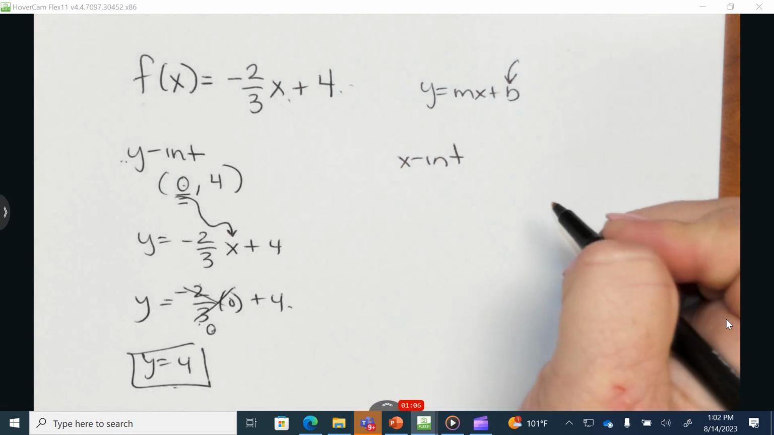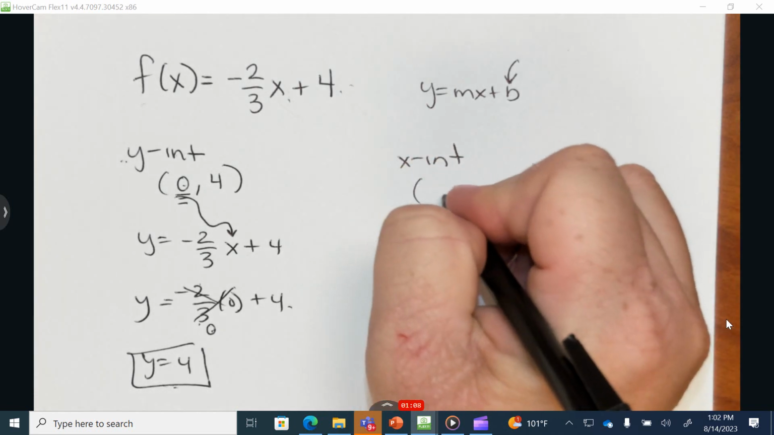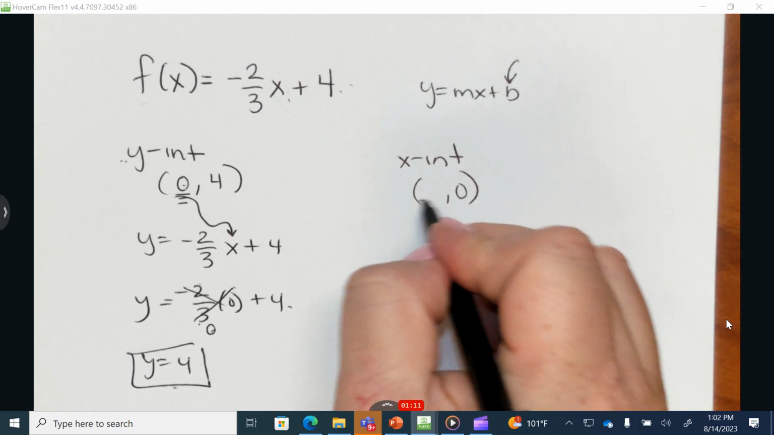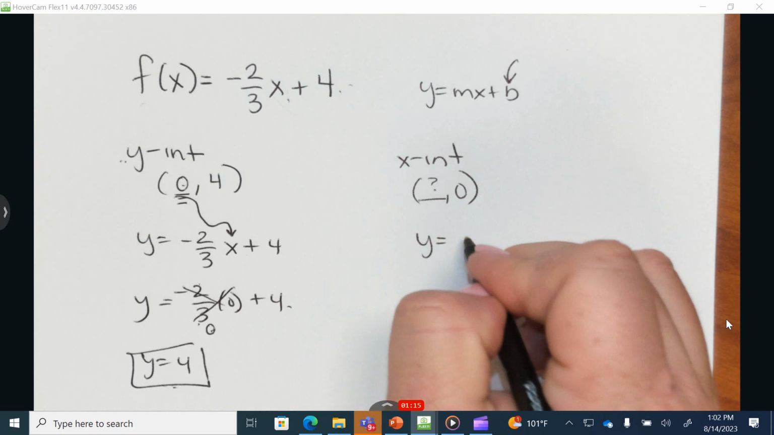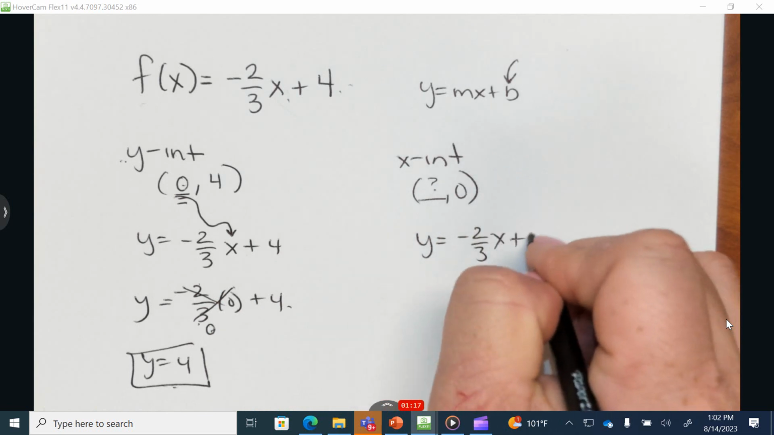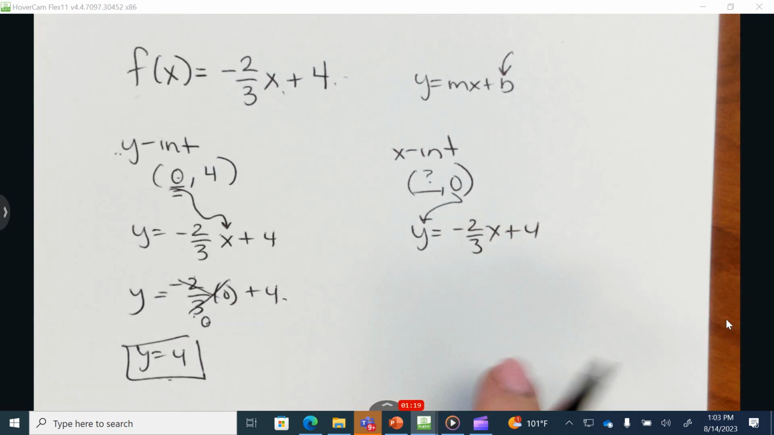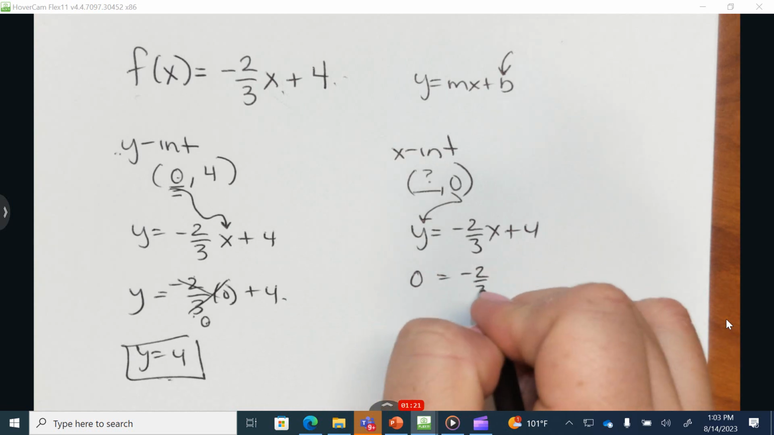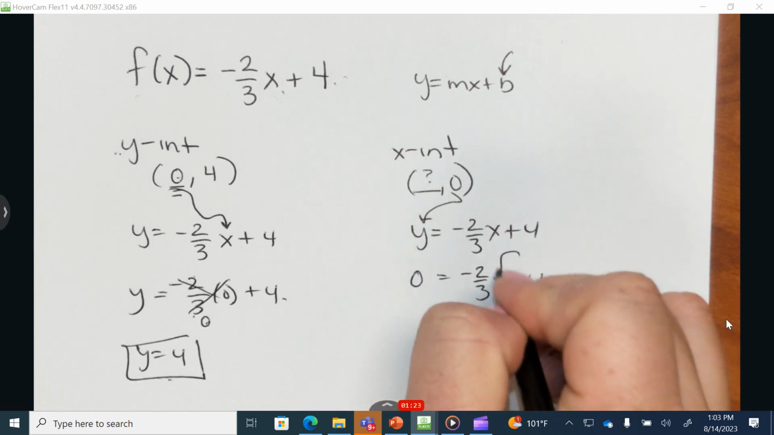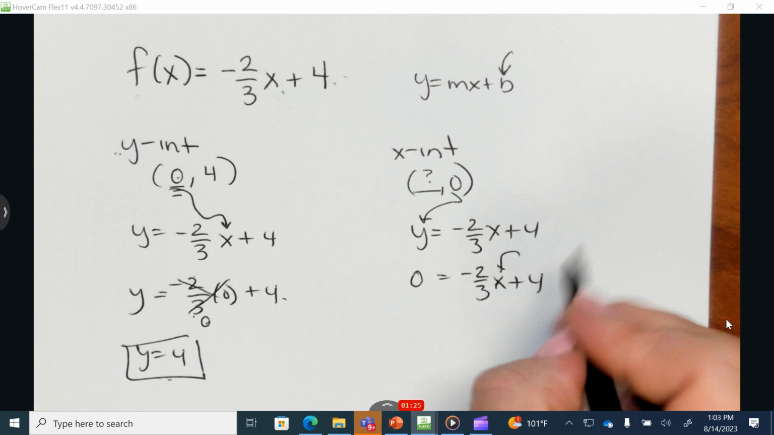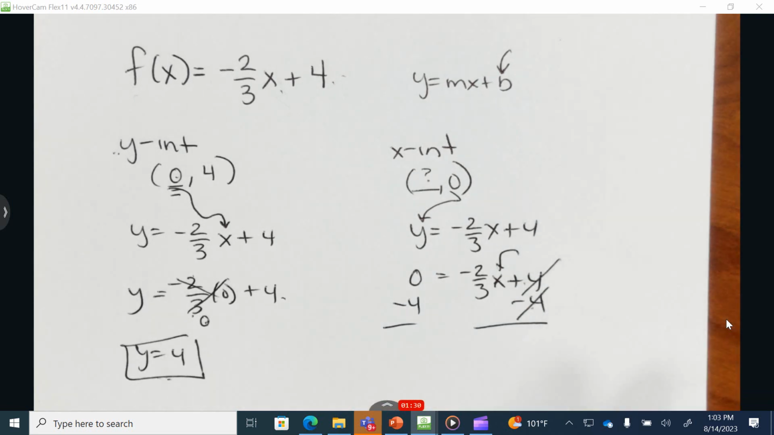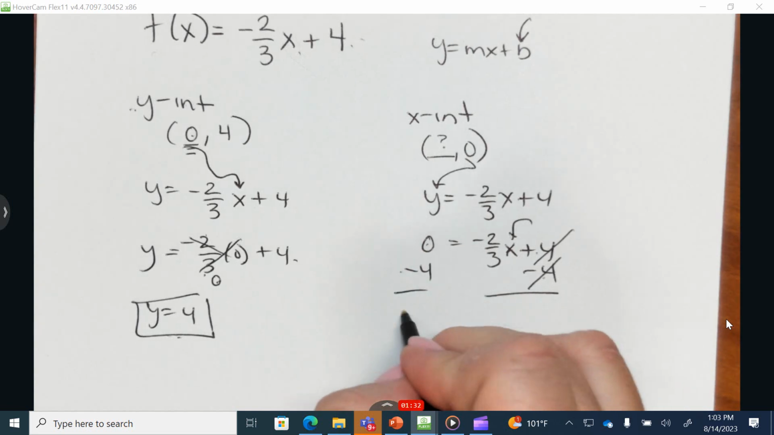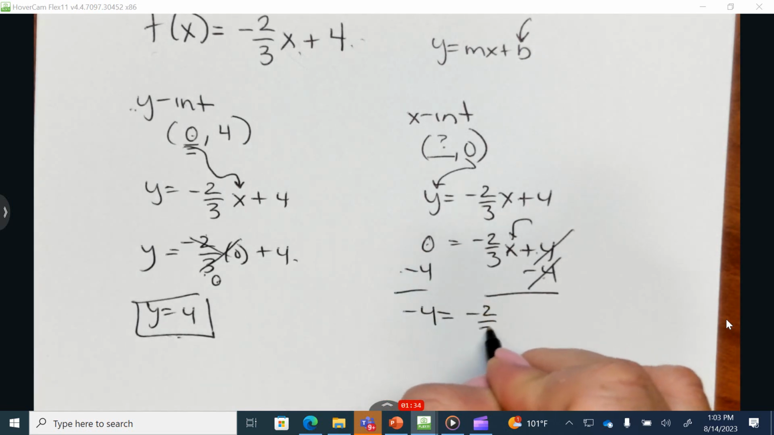Now let's locate the x-intercept. For the x-intercept, the y value will always be 0. So I come up to my original equation, and I'm going to go ahead and replace y with 0. To isolate the x, I'm going to start by moving the positive 4 to the opposite side. Positive 4 and negative 4 are going to be eliminated, and 0 subtract 4 is negative 4.